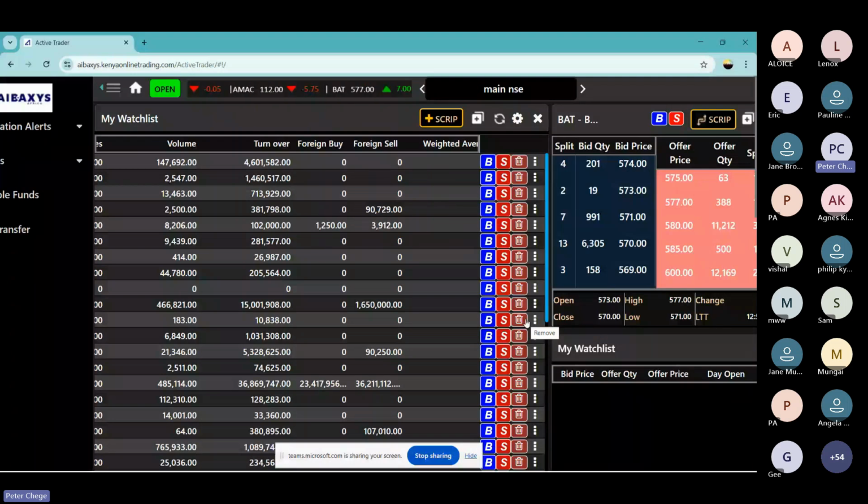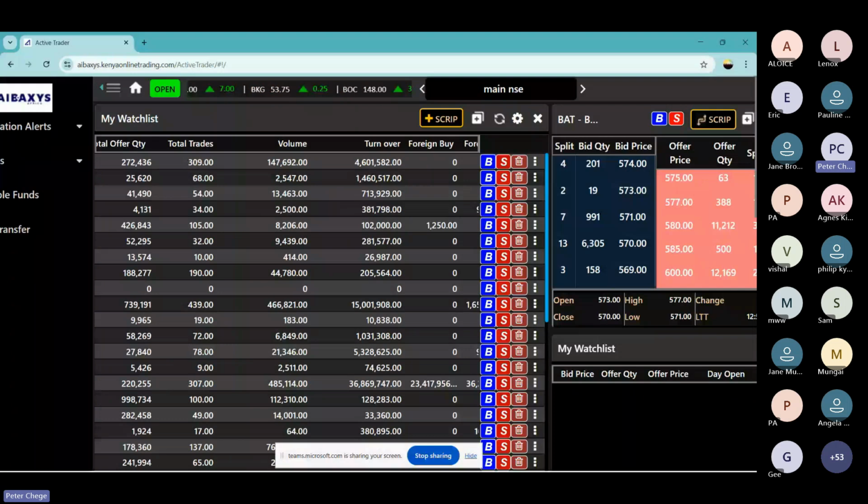What does that tell you? Either they are chasing after dividend, or there is a possibility of panic selling, maybe people who have already made money. So you have identified there are no foreigners. The next thing, orders.